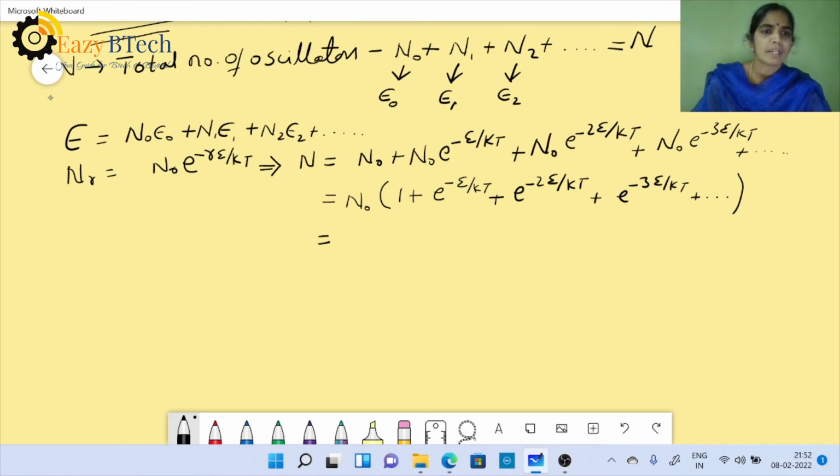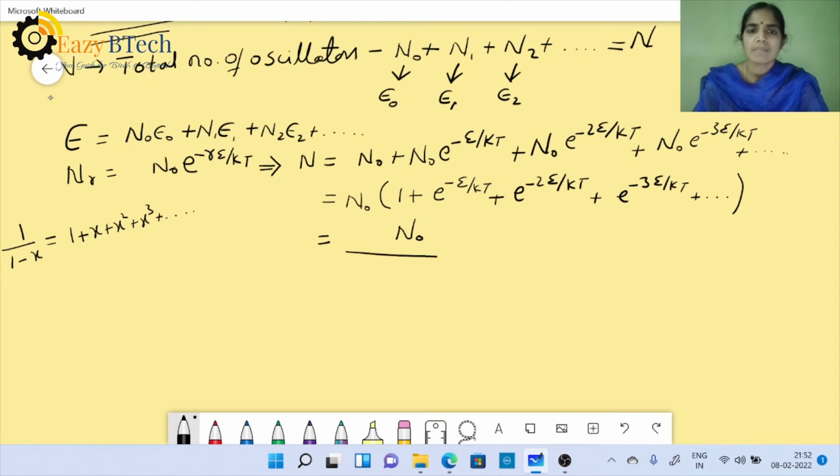If you recall from your mathematics, that is simply the expansion of 1 by 1 minus x. If you have 1 by 1 minus x, this will be written as 1 plus x plus x square plus x cube plus so on. The same thing you are having here, where your x is representing e power minus E by kT. So using that mathematical formula, this becomes N_0 by 1 minus exponential minus E by kT. So this is your capital N value.